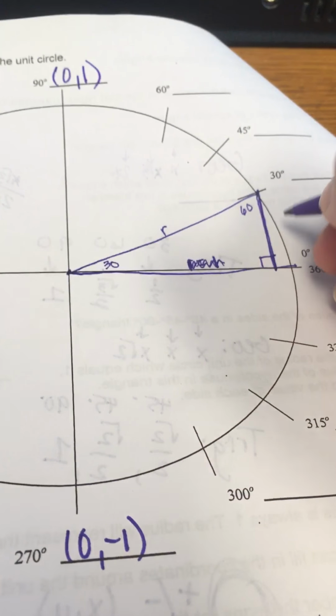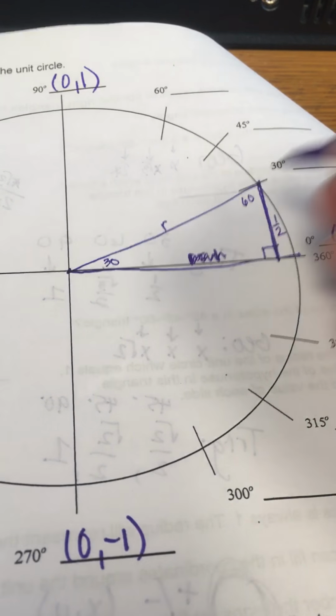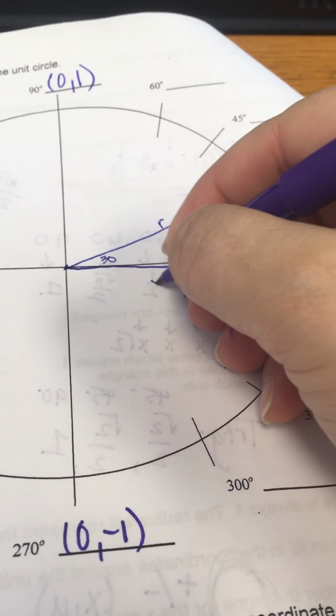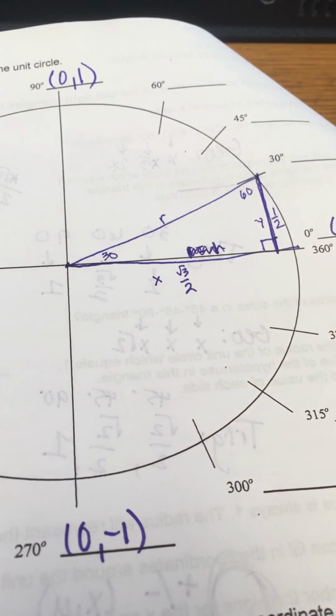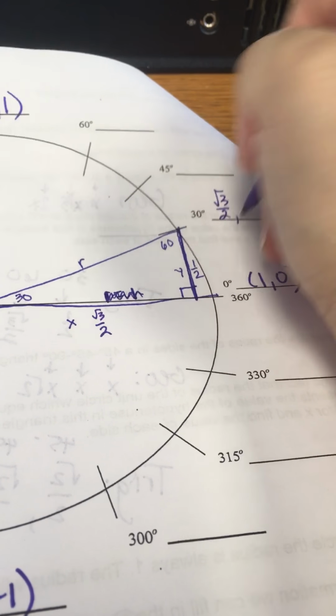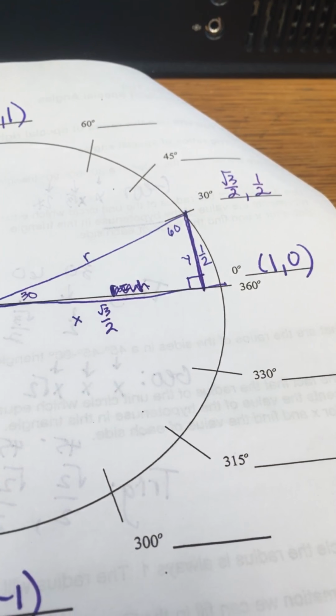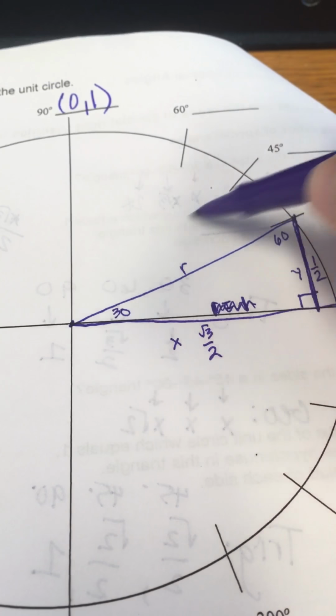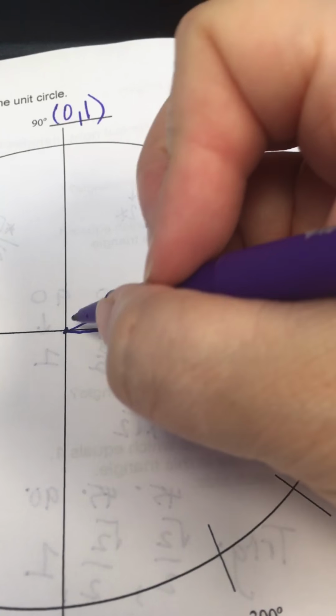Okay, so across from the 30 is 1/2. Across from the 60 is √3/2. Now this is the x and this is the y. So when you have a 30-degree angle, the coordinates for that are √3/2 and 1/2. I could keep making these all here, but this would be really obnoxious to have another triangle and then a third triangle in here.